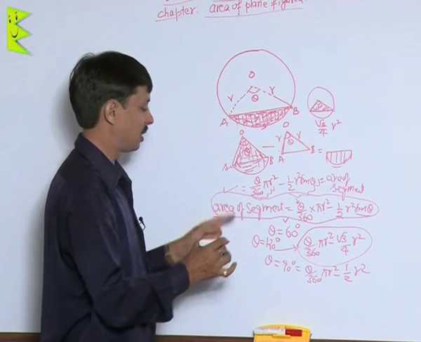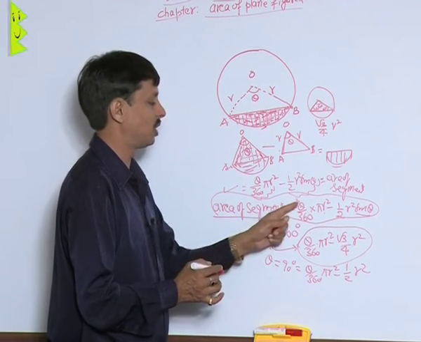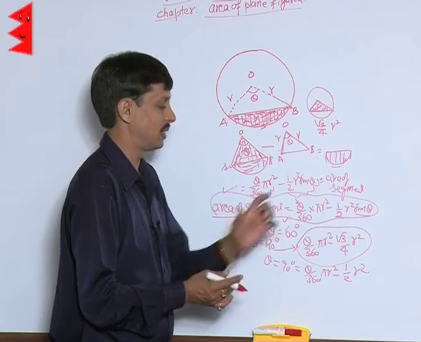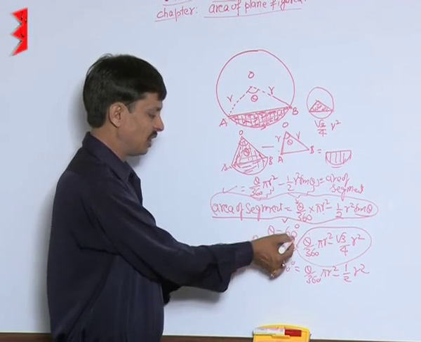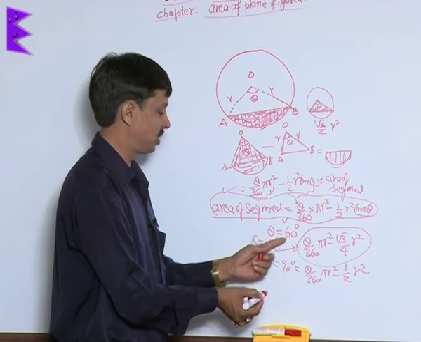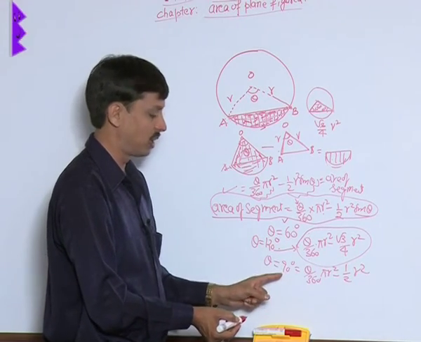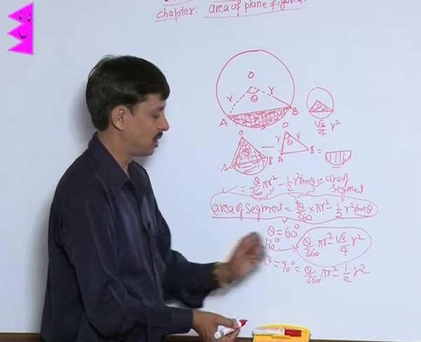You have to remember this formula of the area of the segment: theta upon 360 pi r square minus half r square sine theta. These are the two special cases. When theta is 60 or 120, you can apply this formula. When theta is 90, you can apply this formula.